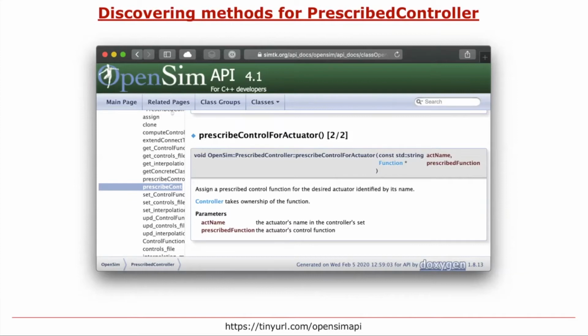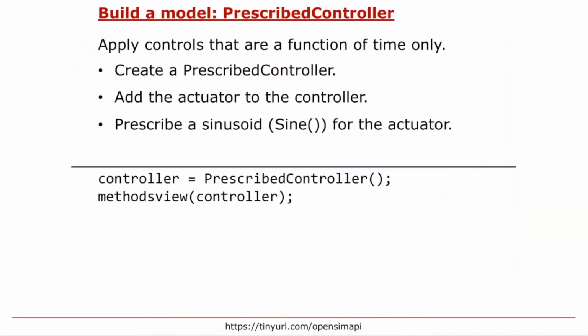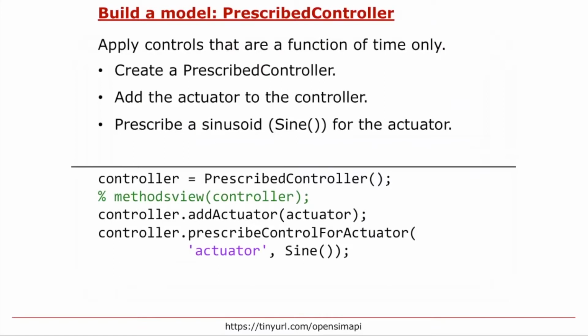Now that we have a better understanding of what this function does, we can go back to our code. We'll use the two functions that we just found with methods view. First, we add our coordinate actuator to the controller using add actuator. Then we prescribe a control signal for this actuator by providing the name of the actuator and a function for computing the control signal. For the function, we're using OpenSim's sine class, which gives a sinusoidal function.